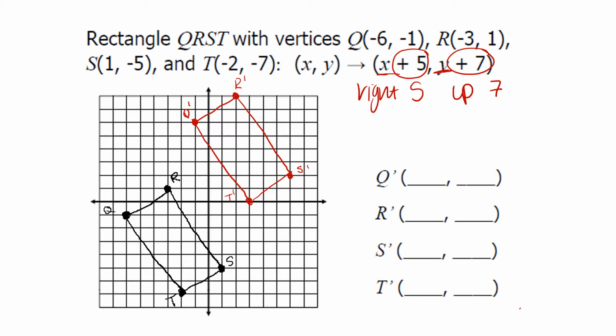Then we write down the new points. So starting at the origin, Q is at -1 and 6. Starting at the origin, R is at 2 and 8. Starting at the origin, S is at 6, 2. And again, starting at the origin, T is at 3, 0.